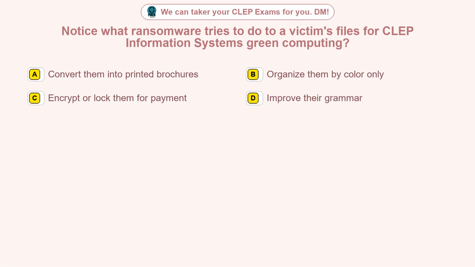Question 42. Notice what ransomware tries to do to a victim's files for CLEP Information Systems green computing. Option A. Convert them into printed brochures. Option B. Organize them by color only. Option C. Encrypt or lock them for payment. Option D. Improve their grammar. The correct answer is option C. Encrypt or lock them for payment.